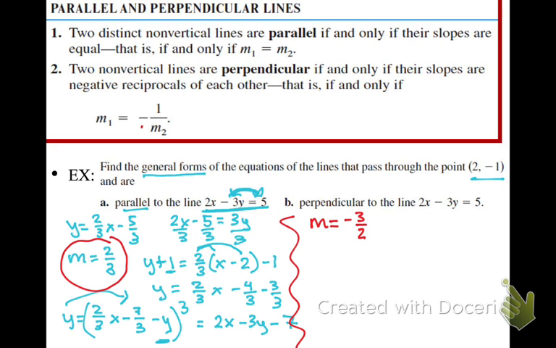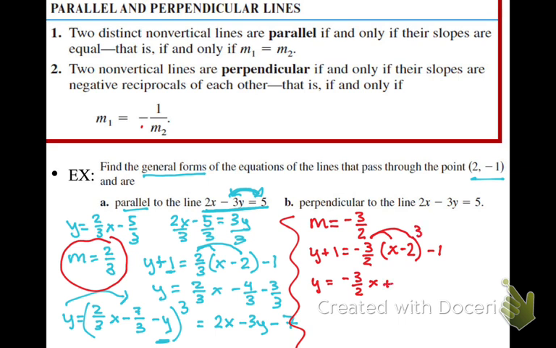Yes. So it's still going to be y plus 1, but it's going to be equal to negative 3/2 times x minus 2. This one's going to be nicer. Okay, so we're going to subtract the 1 and distribute the negative 3/2. So I'm going to get y equals negative 3/2x. And a negative times a negative is a positive. And 3/2 times 2 is what? 3. So I have 3 minus 1 is 2.